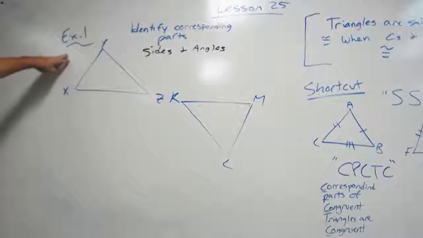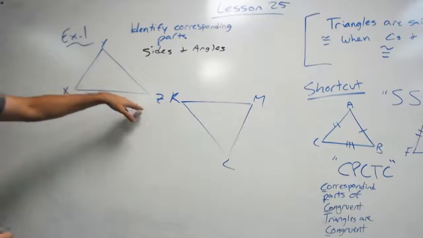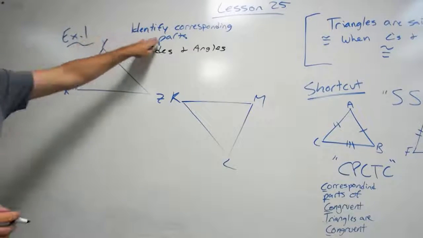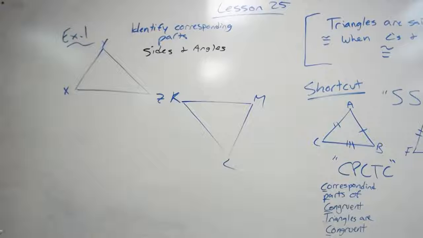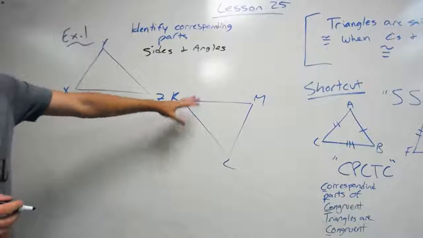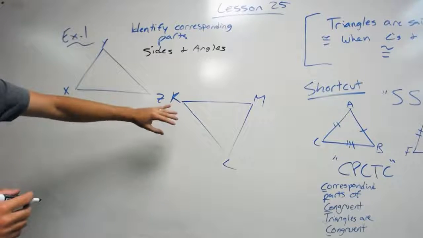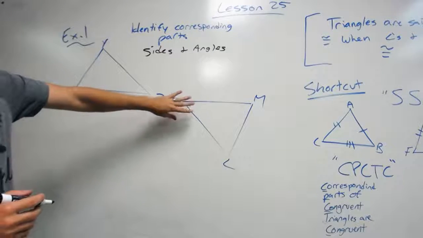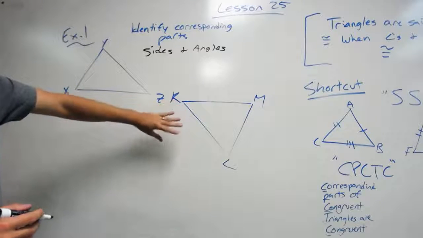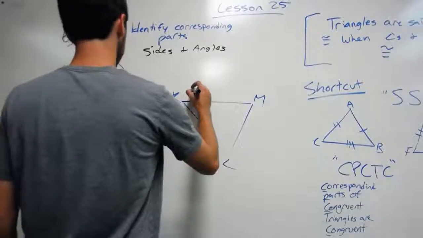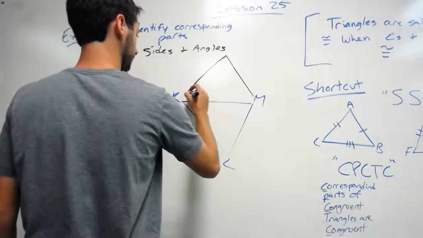So in example 1, it gives us XYZ and KML, those two triangles. And it wants us to identify corresponding parts. Well, what I would first do is flip this triangle. You can probably see the example in the book has a better drawing. Mine's kind of scattered, but it looks like this at the start. What it would probably be easiest to do is go ahead and flip it to look like this.